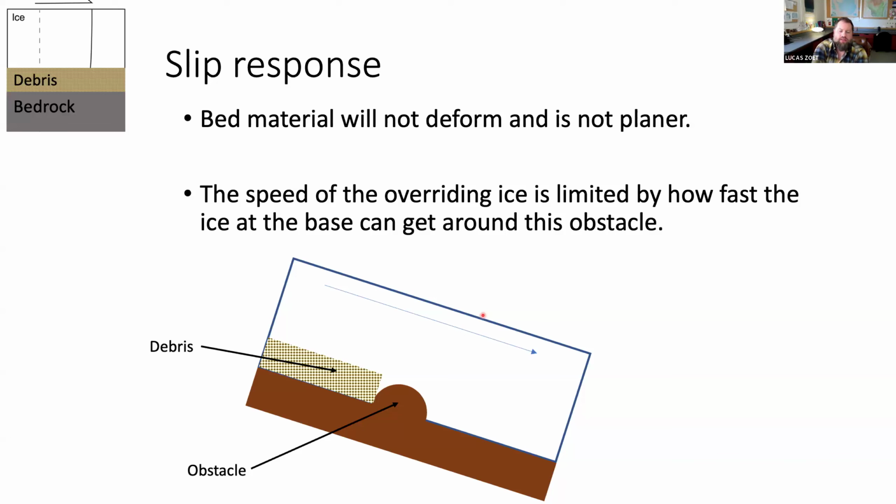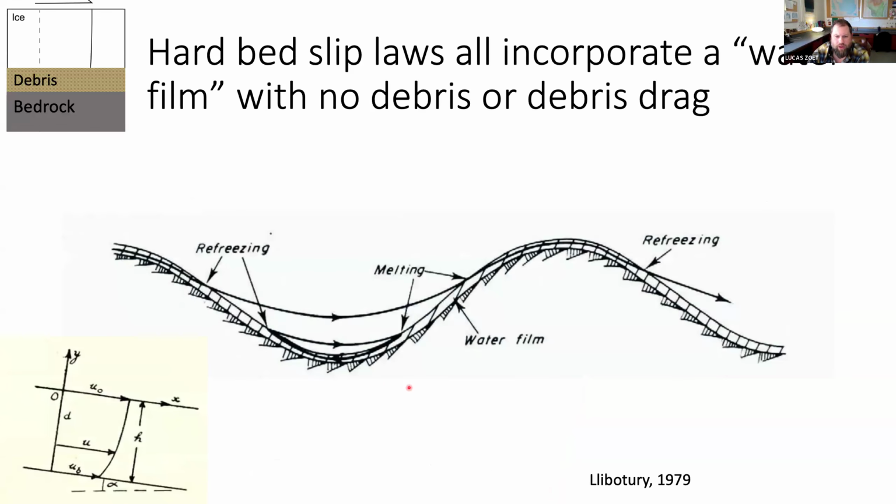And so the slip response, the bed material will not deform, like I said. And so just like before, the ice has to get around this obstacle. But in this case, the ice isn't this perfectly clean, very viscous material. It's got all this sediment in it. It's got all this dirt that's probably affecting the rheology of the ice to some degree, but it's also affecting how it interacts with the bed and drags along it and things like that. So does that change the physics in any way from the debris-free example?